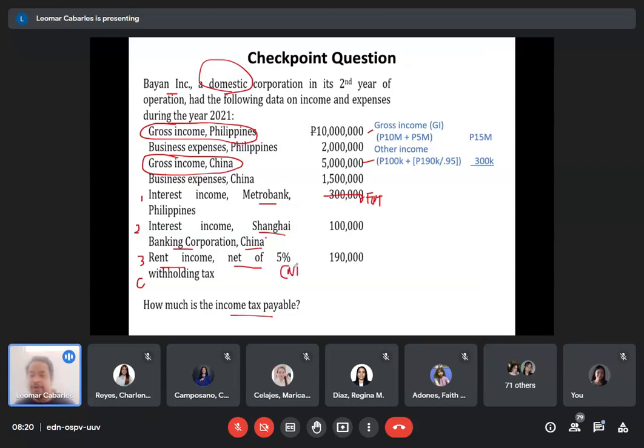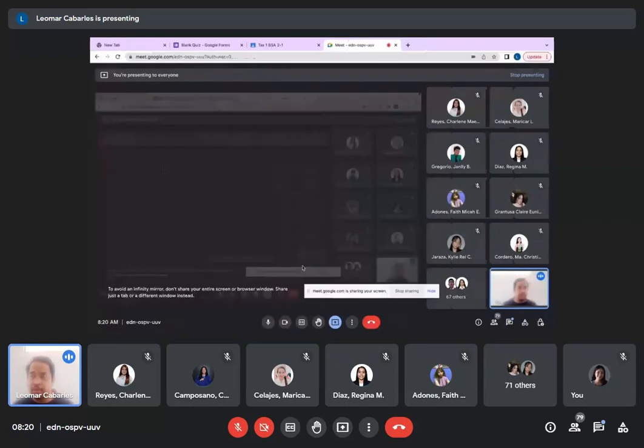And remember, pag creditable, it's only an advance payment. But the income subjected to creditable is still included in your ITR. But since that is an advance payment of income tax, later you can deduct that income tax na creditable from your tax due. No? So, continue natin. No?